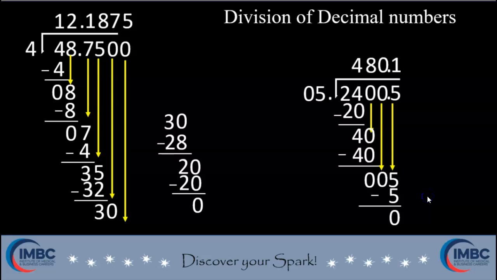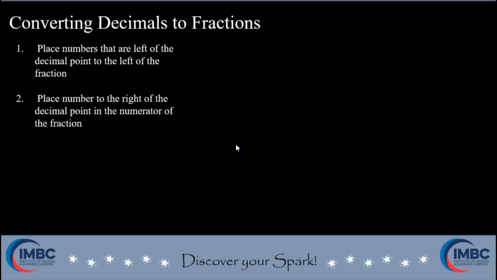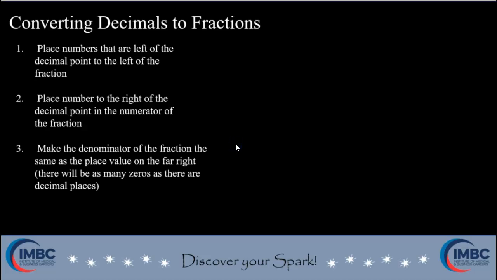Doing the subtraction, and we come up with the 0. Okay, converting decimals to fractions. Step 1. Place numbers that are left of the decimal point to the left of the fraction. Step 2. Place numbers to the right of the decimal point in the numerator of the fraction. Step 3. Make the denominator of the fraction the same place value on the far right. There's going to be that many zeros as our decimal places. And then step 4, reduce to lowest terms.